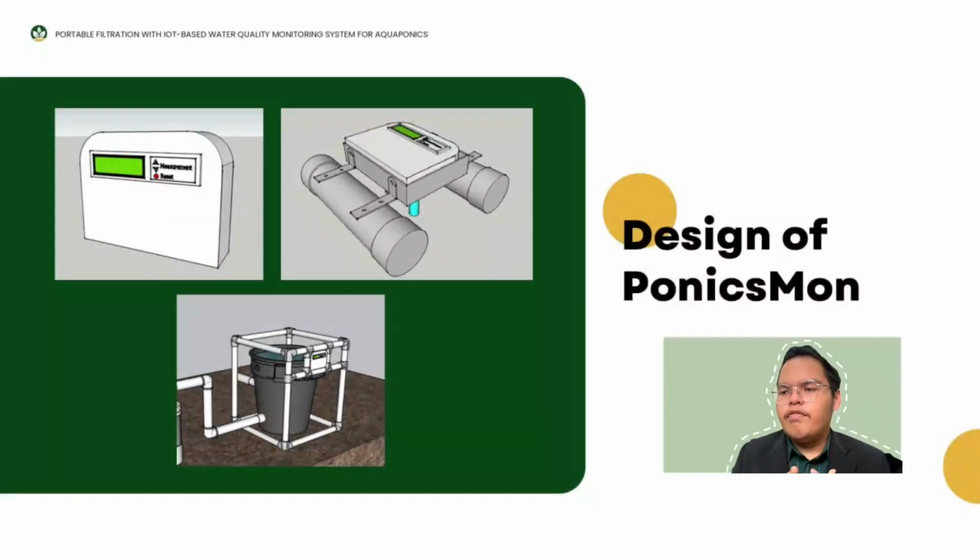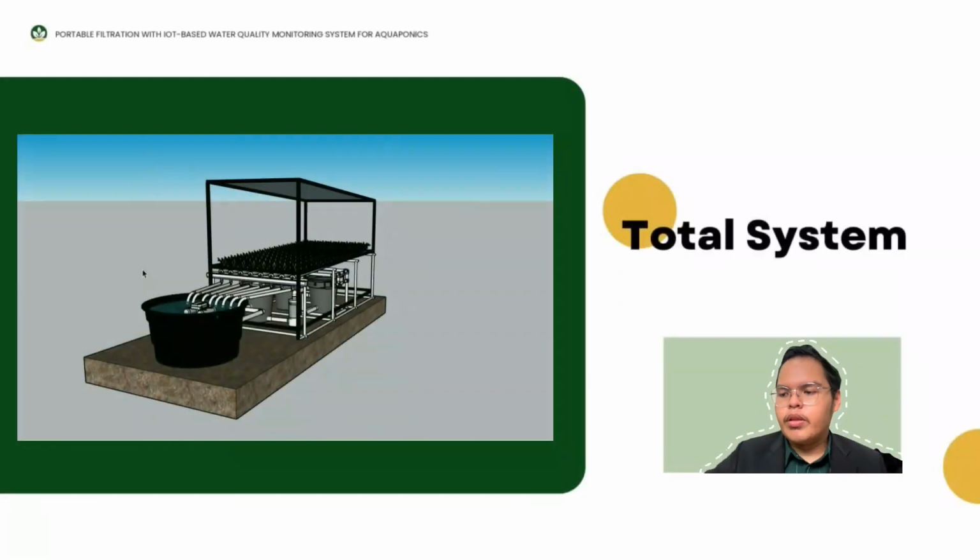And for the design of Ponixmon, this is the design of Ponixmon. The first picture is the Ponixmon device, and the second picture is the water surface casing, which can float on the water, and the third one is the casing for when measuring the water quality in the biofilter.